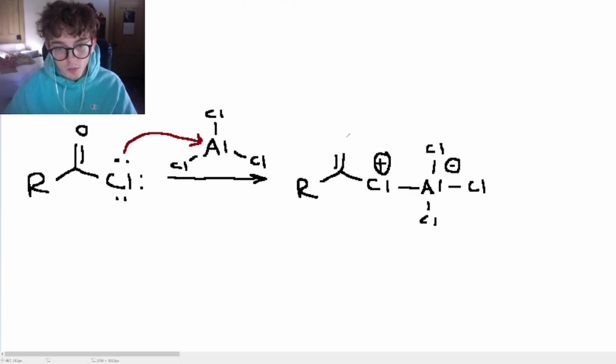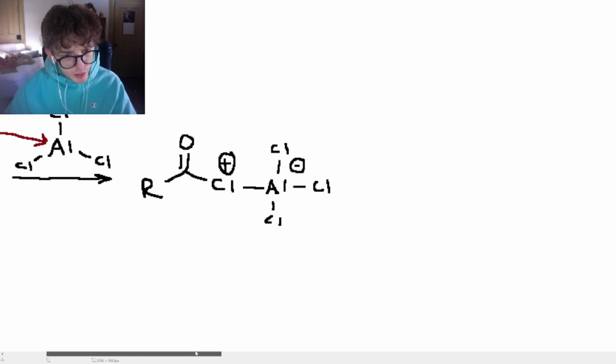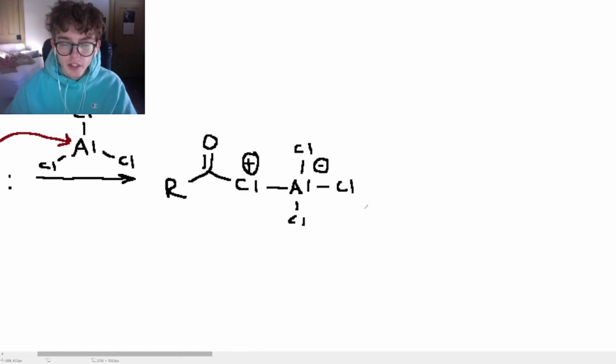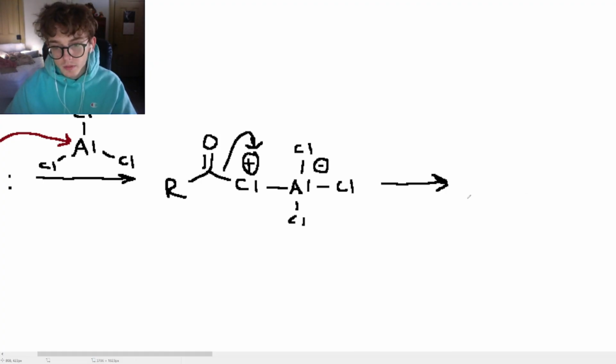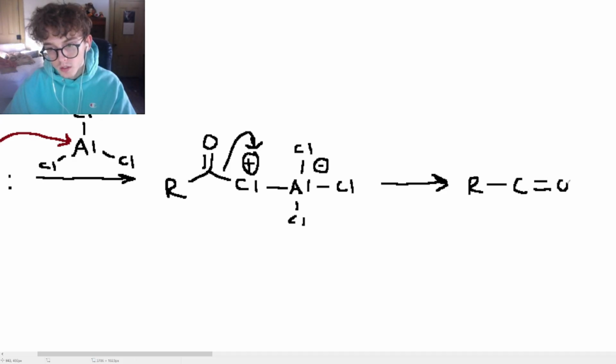Don't forget your oxygen. Okay. Well, we know that chlorine there, it's not particularly going to like that positive charge, so it's just going to steal the sigma bond electrons from this carbon chlorine bond here, and we're going to get this compound here. I'm going to elaborate everything because it's quite important.